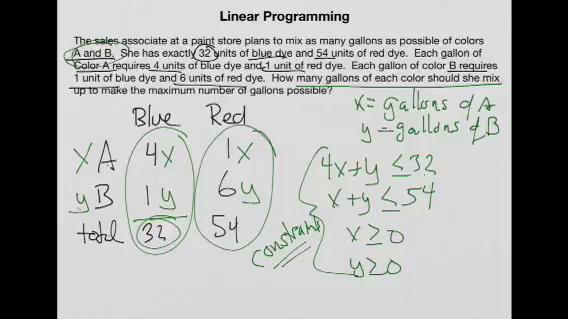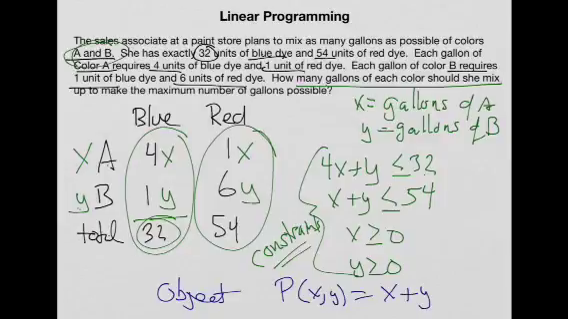Now I also need my objective function. What's my objective? My objective is to make the most paint possible. So how do I figure out how much paint I'm going to make? Well, that depends on X and Y. It's just going to be X plus Y. I add how many gallons of X, how many gallons of Y, or how many gallons of A, how many gallons of B. I add those together, and that will give me how much paint I've made.